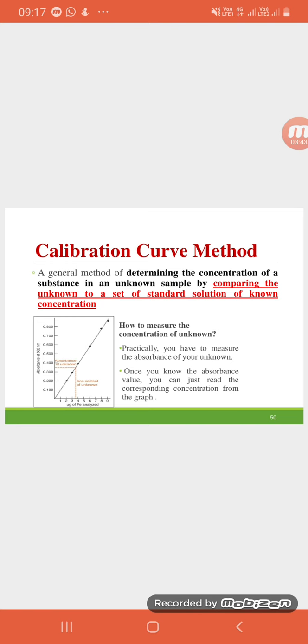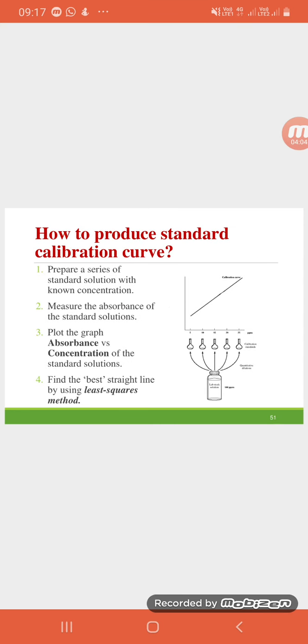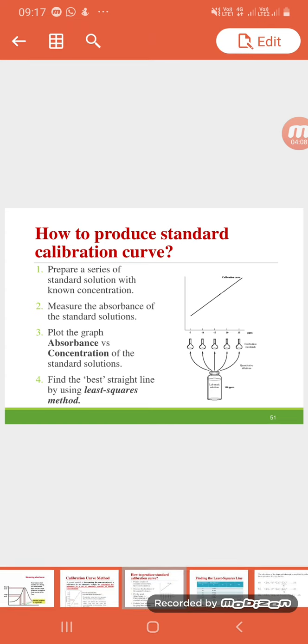In this method, you determine the concentration of a substance in an unknown sample by comparing the unknown to a set of standard solutions of known concentration. This calibration curve method you have done in your UV visible spectroscopy lab. How to produce a standard calibration curve?